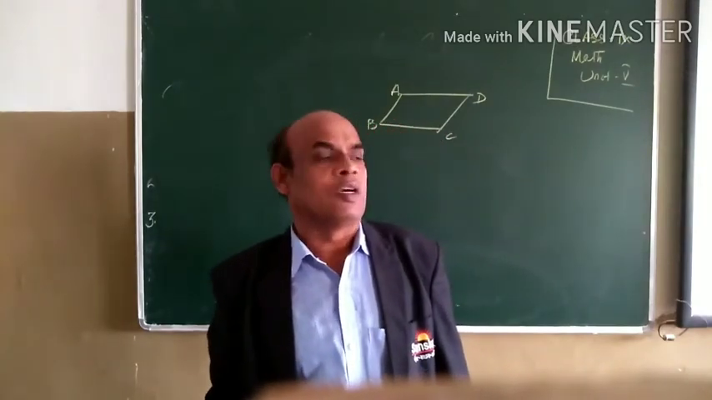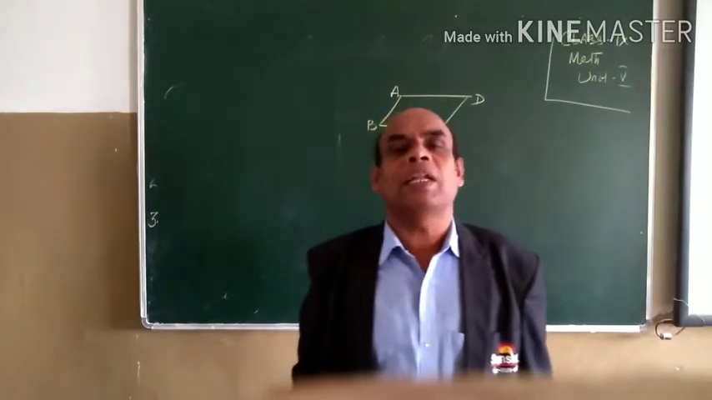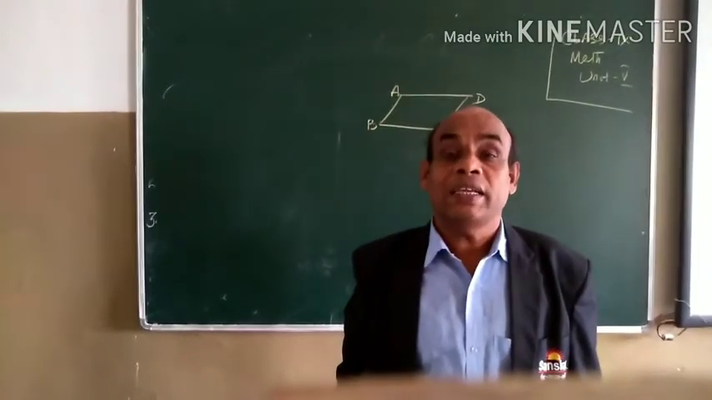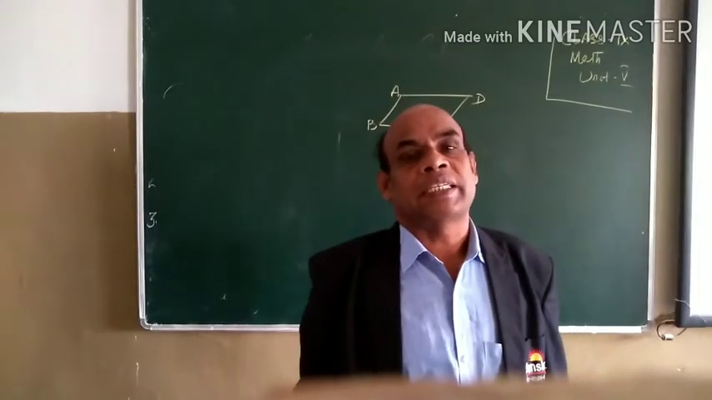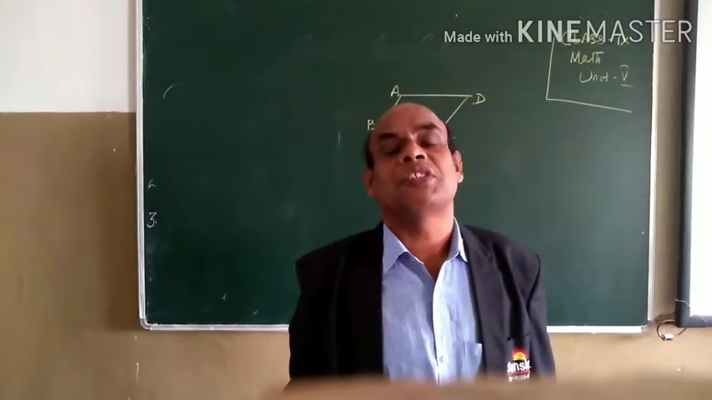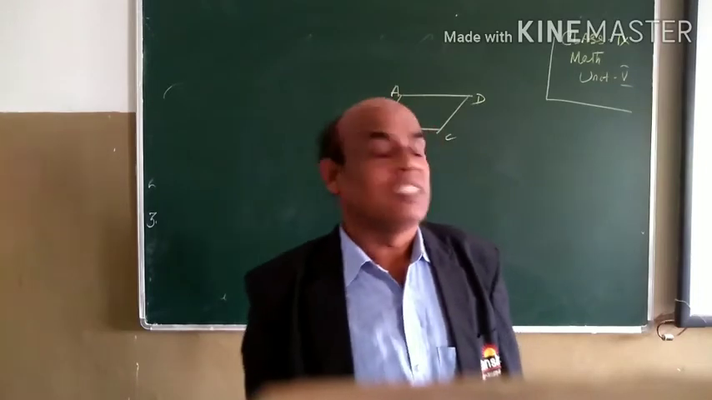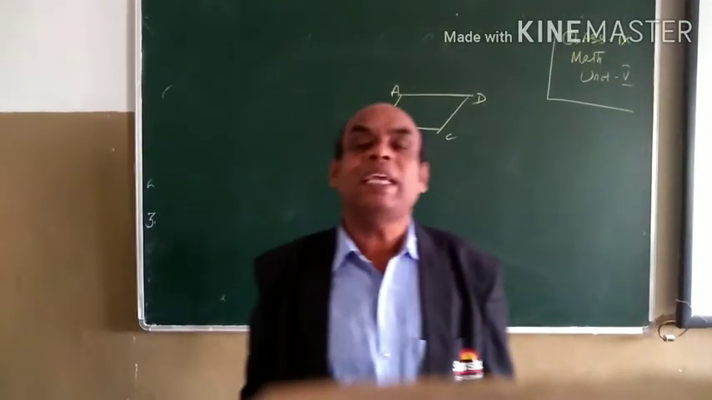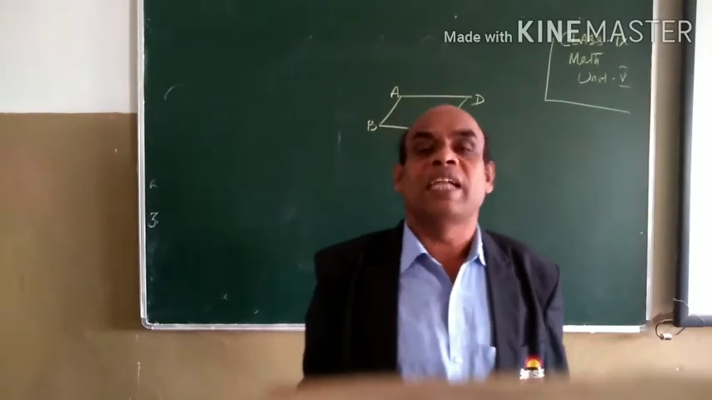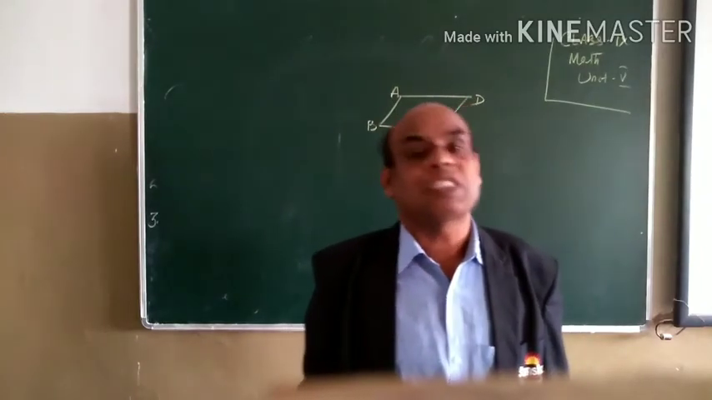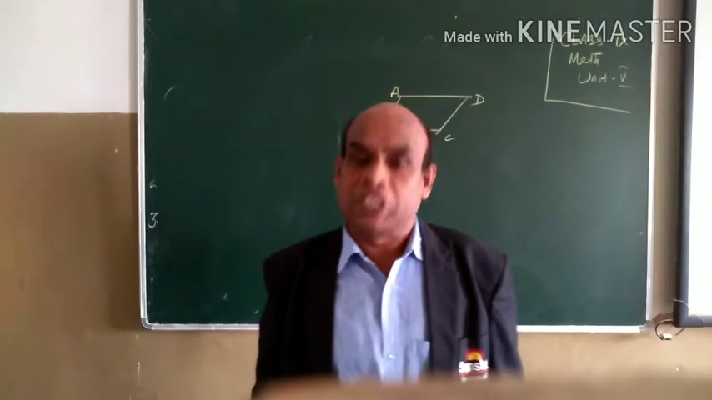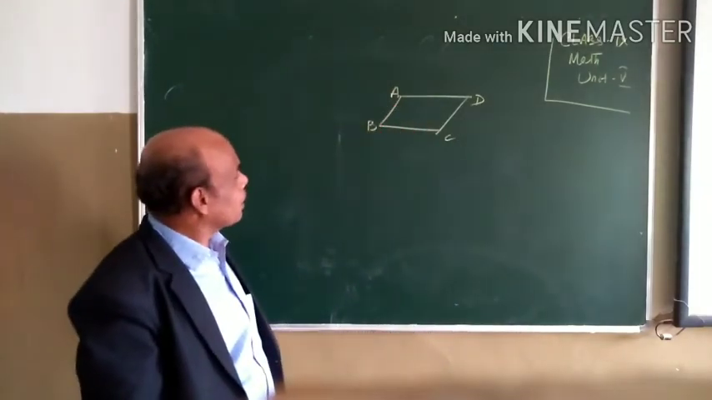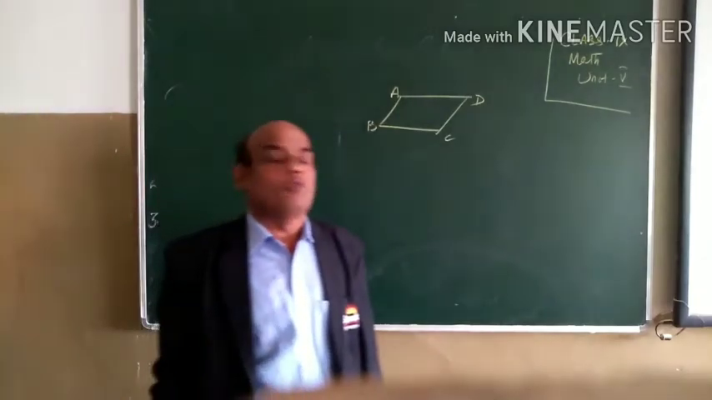You have to remember a rectangle is a parallelogram, but a parallelogram is not a rectangle. Why? Because a rectangle must have all angles 90 degrees. But in case of a parallelogram, all angles may or may not be 90 degrees, but opposite sides are parallel to each other.